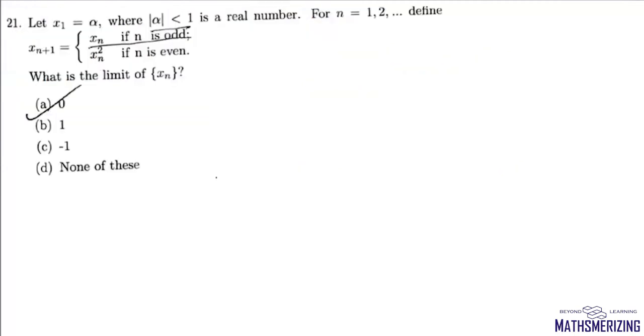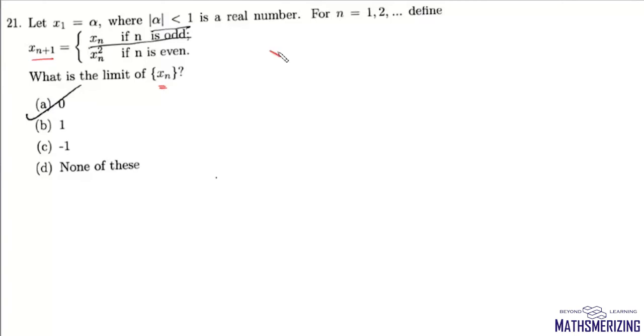Now question number 21 is, let x1 equal alpha, where mod alpha is less than 1 and it is a real number, and we have defined xn plus 1 as xn if n is odd and xn square if n is even. Now we need to find the limit of the sequence xn.